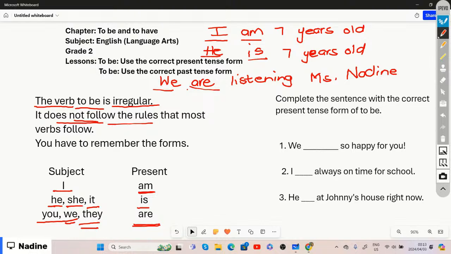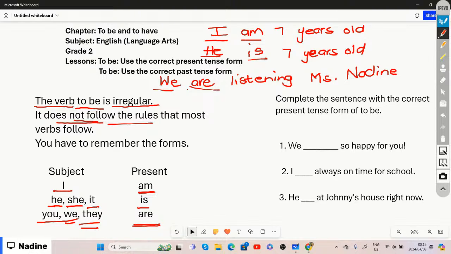So if we make mention of the subject I, then it means that we need to use the present tense verb am with the word I. If we refer to he or she or it, which is one person, singular, then we say he is, she is, or it is doing something. If we refer to more than one person, so either you are, we are, or they are doing something, right?